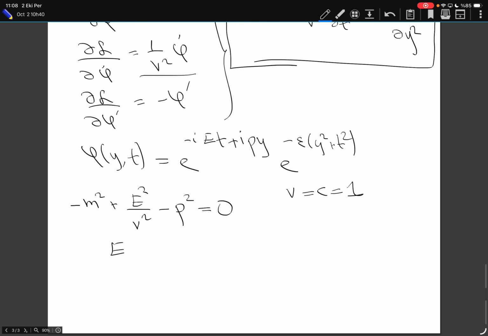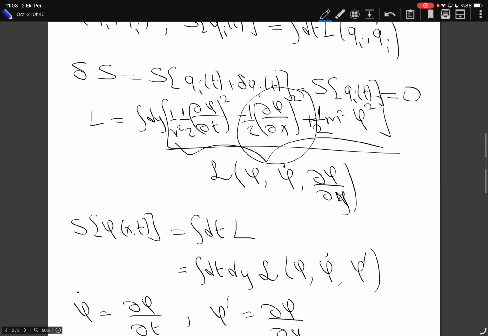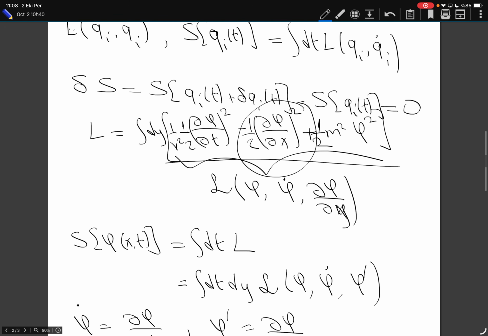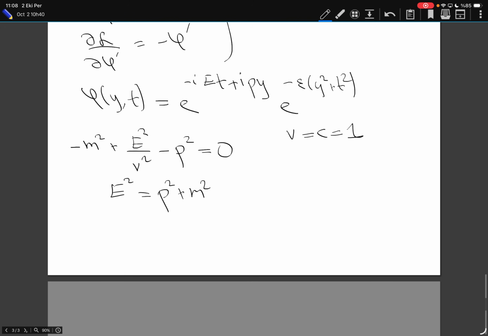Anyway, what I wanted to get to is E squared is equal to p squared plus m squared. So p is the momentum, m is basically the minimum energy the system has, identified as the coefficient of 1 over 2 phi squared. m squared identified as that one is the mass of my particle, if I'm to interpret this E and p as the energy and the momentum. So this is the solution of the Klein-Gordon equation.